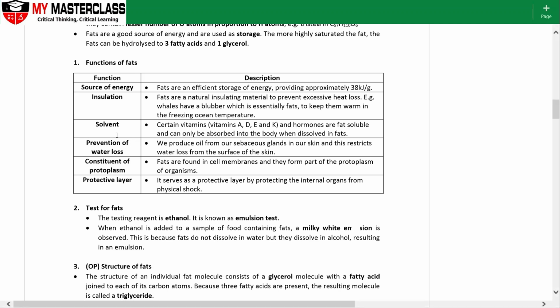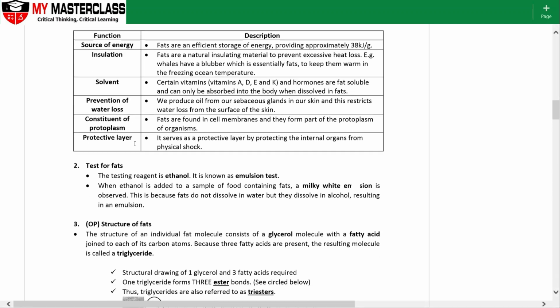Fats also prevent water loss, and this happens at the skin area. We have oil being produced on the skin itself, so that will prevent excessive water loss so that we don't just shrink up. Fats also act as a protective layer for some internal organs like the kidneys or the adrenal glands, to prevent them from getting shocked easily, and it constitutes most of the cell membrane. In the first couple of chapters where we looked at the cell, if you recall, cells have the phospholipid bilayer, and the lipid part is essentially fats itself.